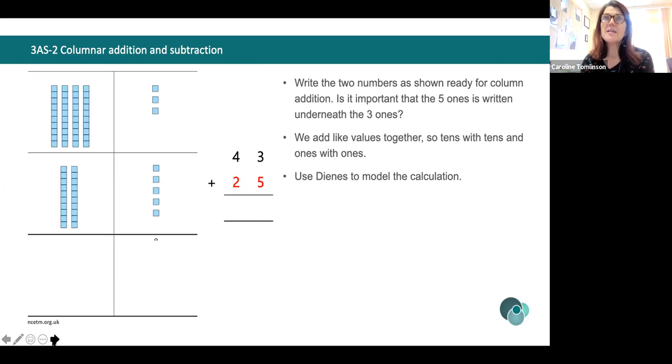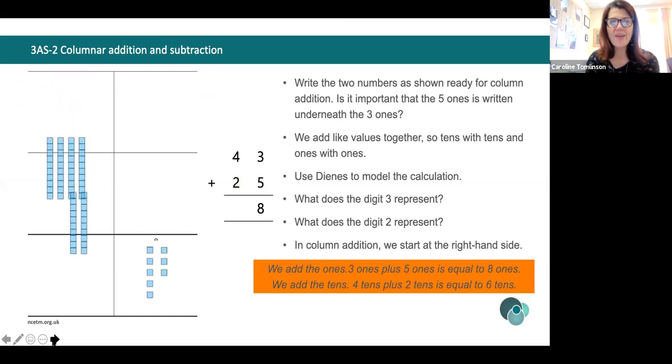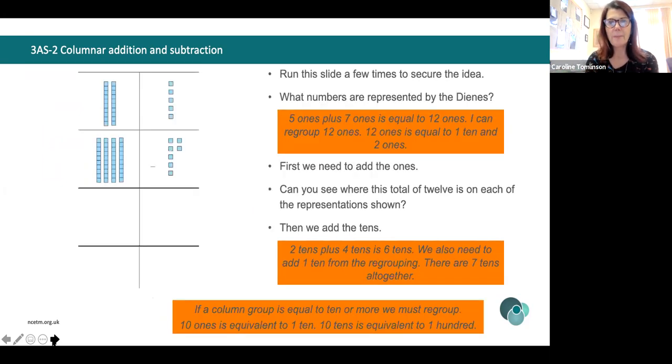And if they are secure with that and they want to move ahead and add the 10s first, then just let them, because if they have to exchange, that's going to give them a really interesting answer, which again is an interesting discussion. So 3 1s and 5 1s is going to equal 8 1s. Notice again how I've said 3 1s add 5 1s equals 8 1s. 4 10s add 2 10s equals 6 10s. And I've done the 2 at the same time using that really specific mathematical language.